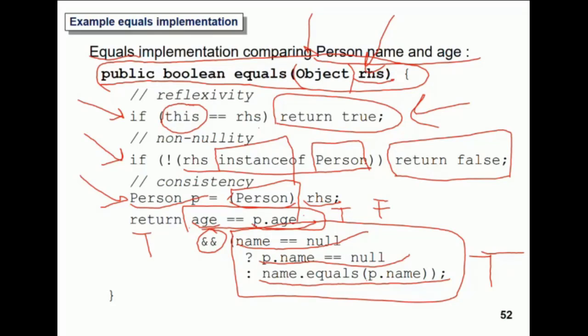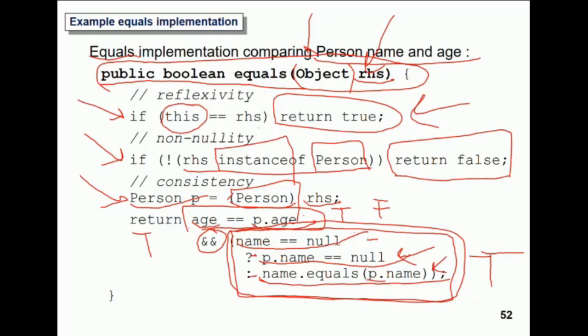So basically, what you're doing within this box here is an if-else statement. You're checking this logical statement: name is equal to null. If it's true, then you look at the question mark part. Okay. If it's false, then you're looking at this part. So if this is true, then you look at this part. If this is false, you look at this part. Okay. So it's just an if-else statement. So if name is equal to null, then p.name must be equal to null. If name is not equal to null, then whatever the name is must be equal to the p.name.